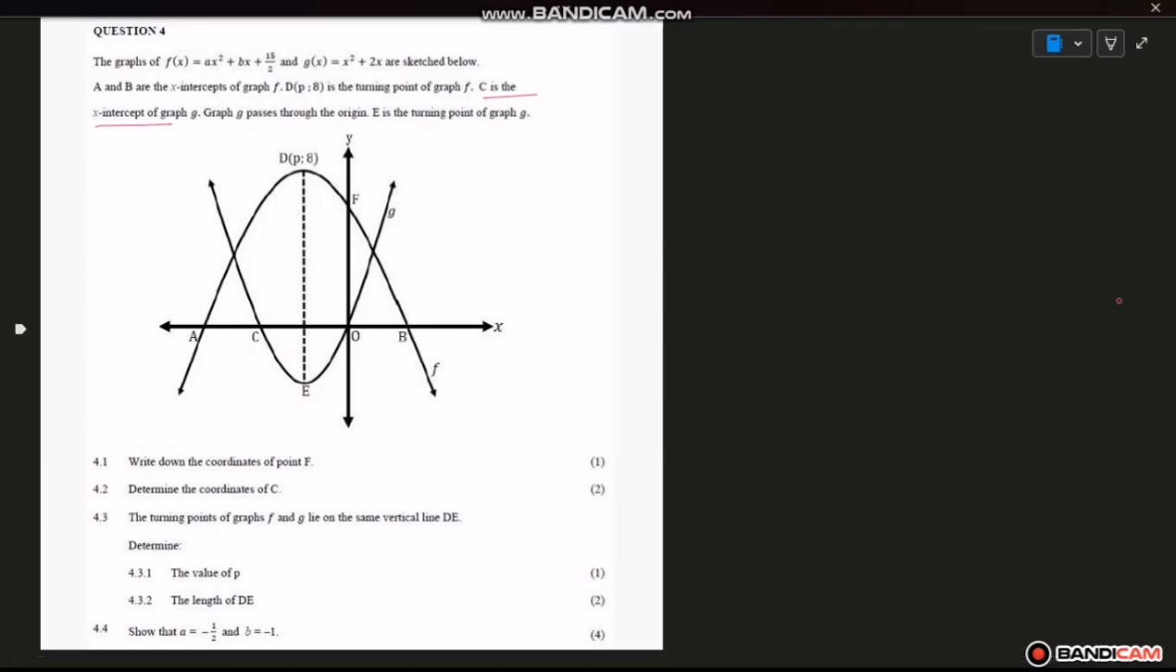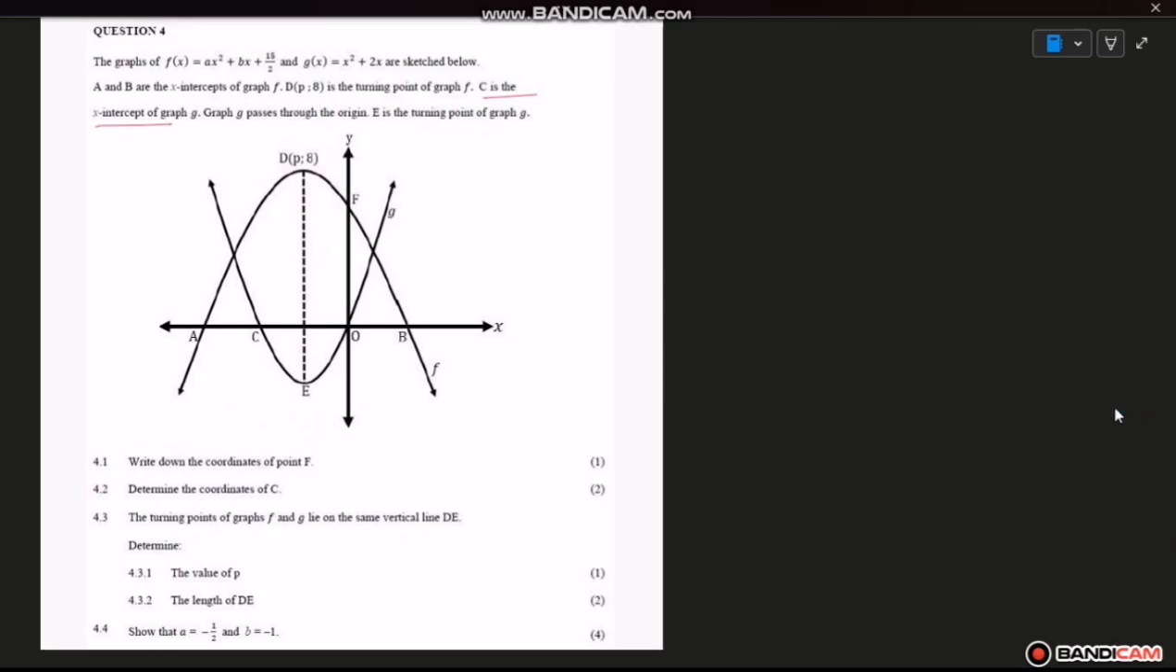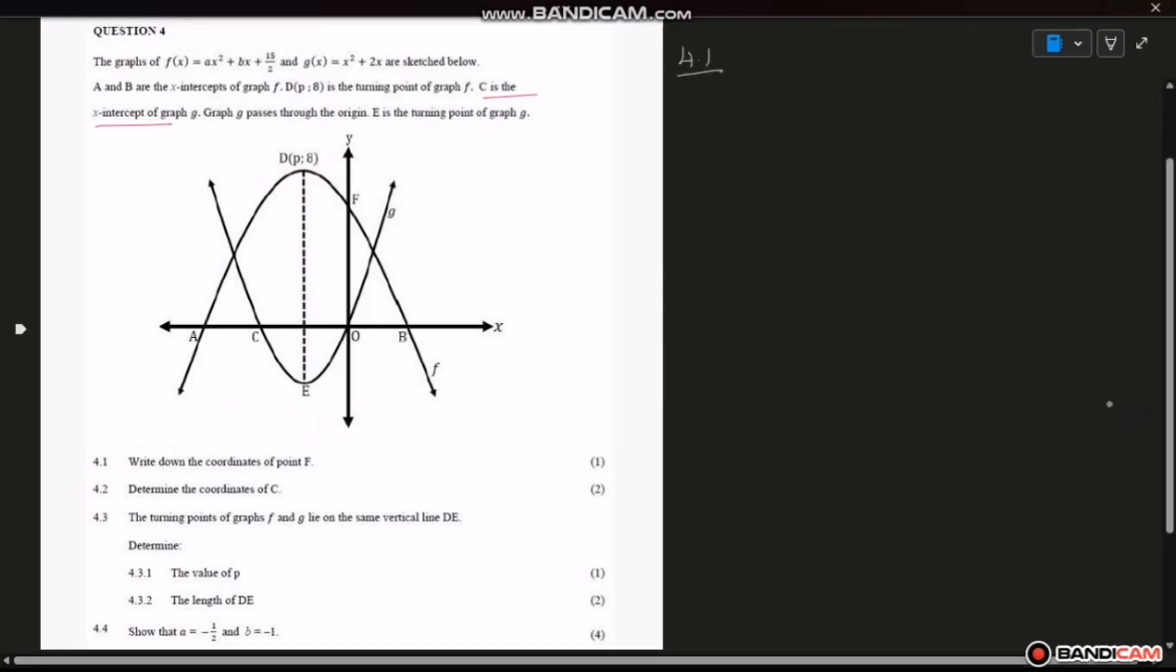First of all, before answering these questions, make sure that you interpret the diagram. So D and E here share the same value of the x coordinate of the turning point. Since we know that the coordinates will be x, y, this x here is equal to p. Why? Because they share the same x value, indicated by those dashed lines, meaning the value of x at E is the same as the value of p at D. I hope you understand that. So let's try to solve 4.1.